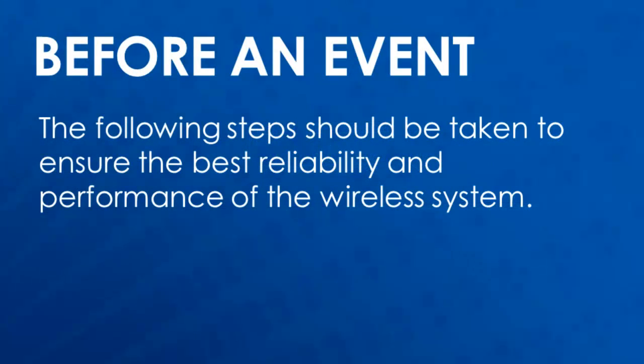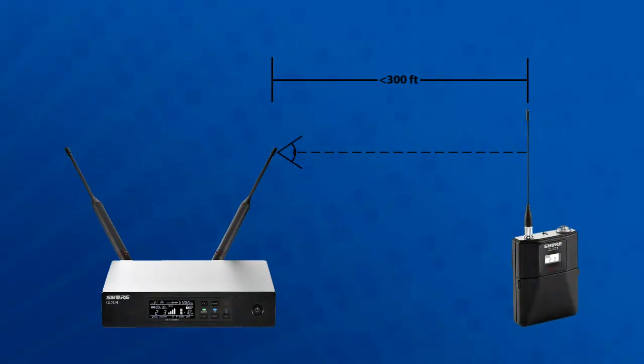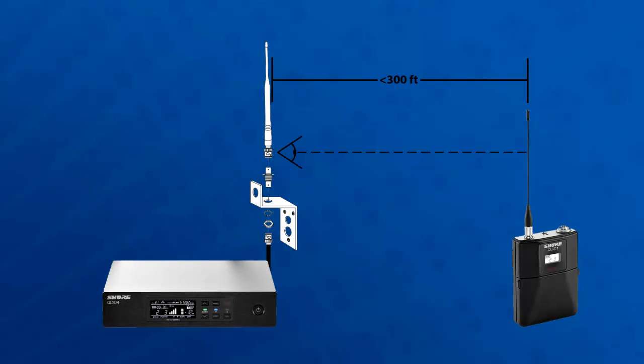Before using the QLX-D wireless system for an event, there are some important steps to take to ensure the best operation of the wireless system. When setting up, make sure your microphones will be operating within a 300-foot line of sight of the antennas. If this is not the case, either the control rack will need to be moved to another location, or an antenna relocation kit available from Daktronics must be installed to mount them remotely.